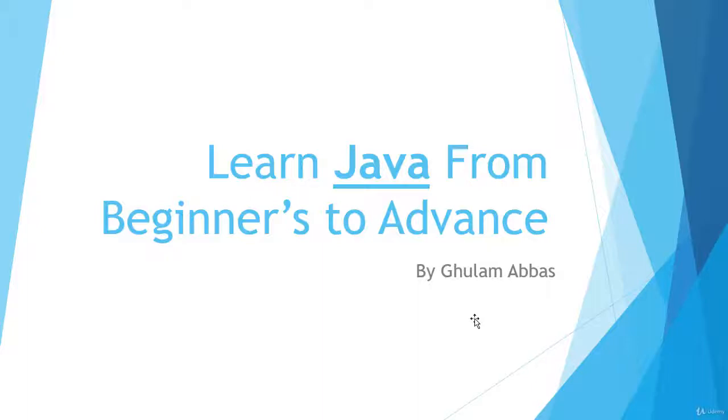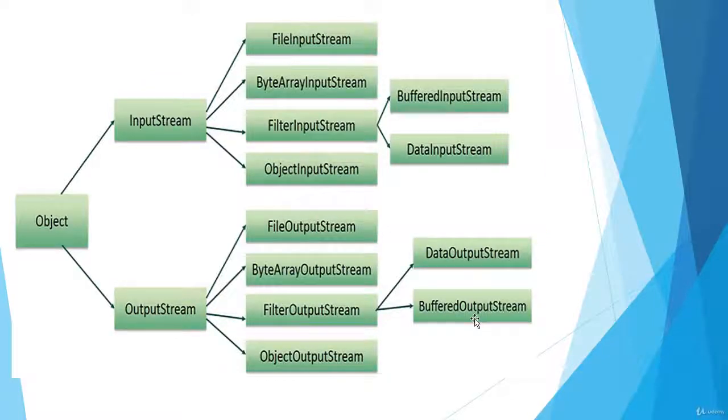Today in this video we will discuss the BufferedOutputStream class in Java. You can see in the hierarchy that BufferedOutputStream is the child class of FilterOutputStream. We have discussed FilterOutputStream in our previous video. So in this video we will discuss its child class, which is BufferedOutputStream. So let's see what BufferedOutputStream is in the IO package.